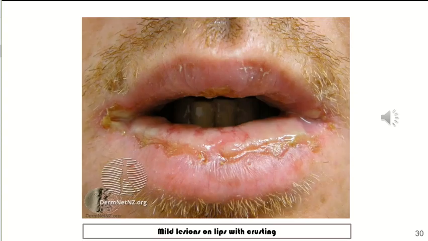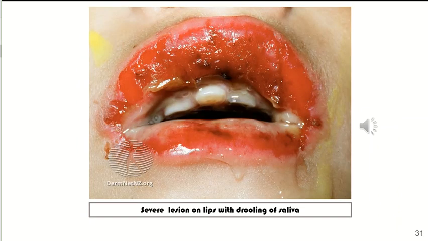Here you can see mild lesion on the lips with a crusting. هنا دي لطيفة شوية. And in the next slide you can see the severe one. Okay, here it is, the severe lesion on the lips with the drooling of saliva. شايفين البيشنت ما قادر حتى يقفلهم على بعض. They are inflamed, ulcerated and exfoliated, crusted. يعني a very severe condition.